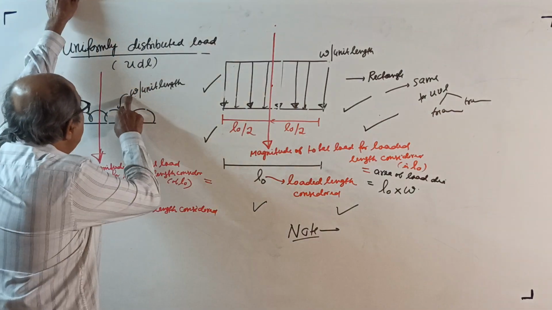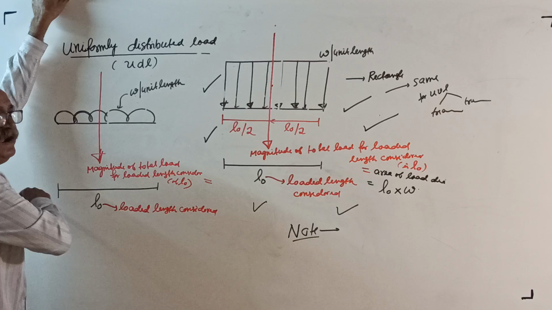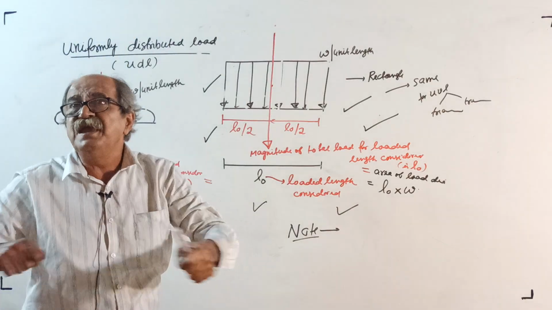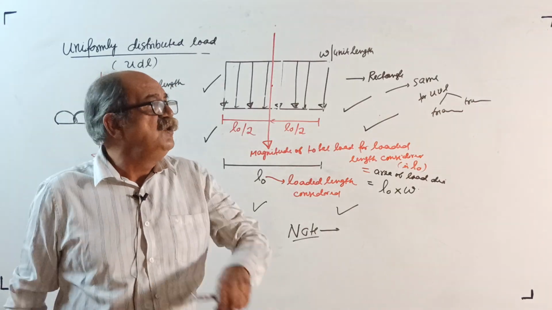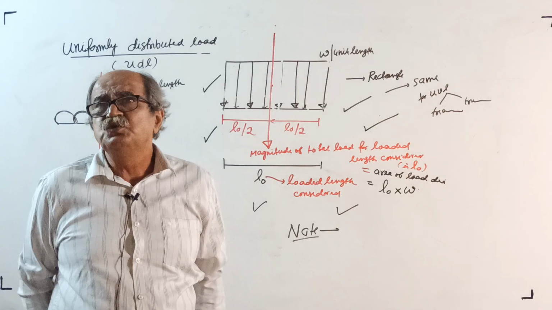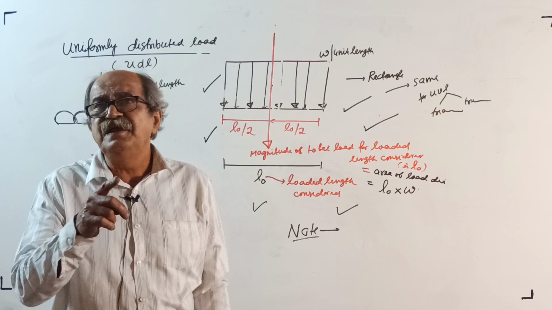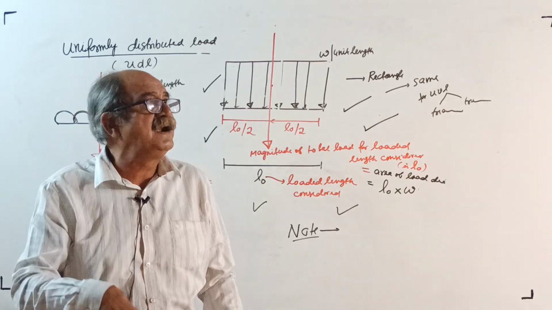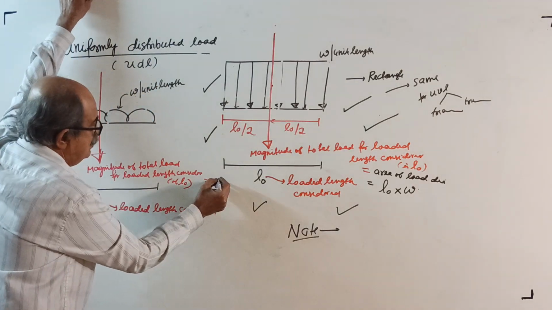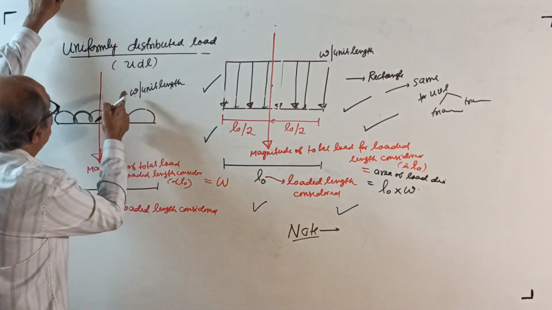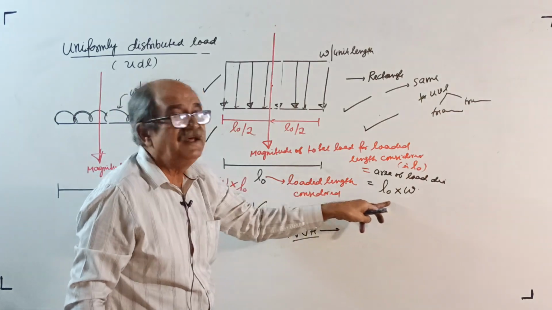Here, this is the cost for 1 meter, W per unit length. L naught is the loaded length considered, how much length you are buying. So, if 1 meter length will cost you 200 rupees, for 5 meters you have to pay 200 rupees into 5 equal to 1000 rupees. See, 200 is the 200 rupees per meter, but 1000 rupees is total, like a point load. So, equal to W into L naught.